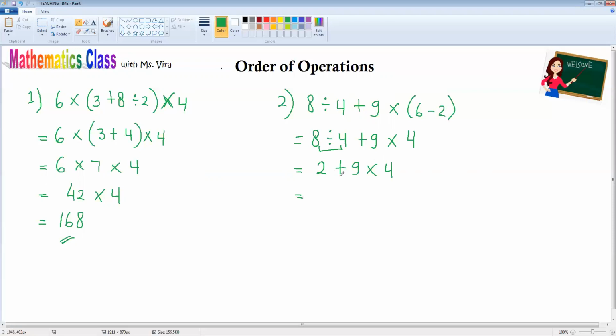For this one, it's only left with add and multiply. If it's like this, we have to work multiply first. So 2 plus 36. And then the answer will be 38. Okay, I hope you can understand.